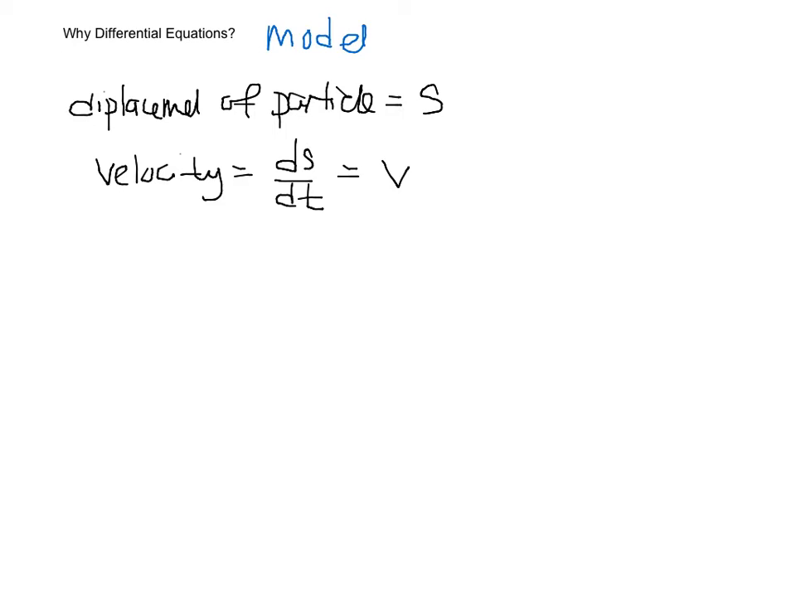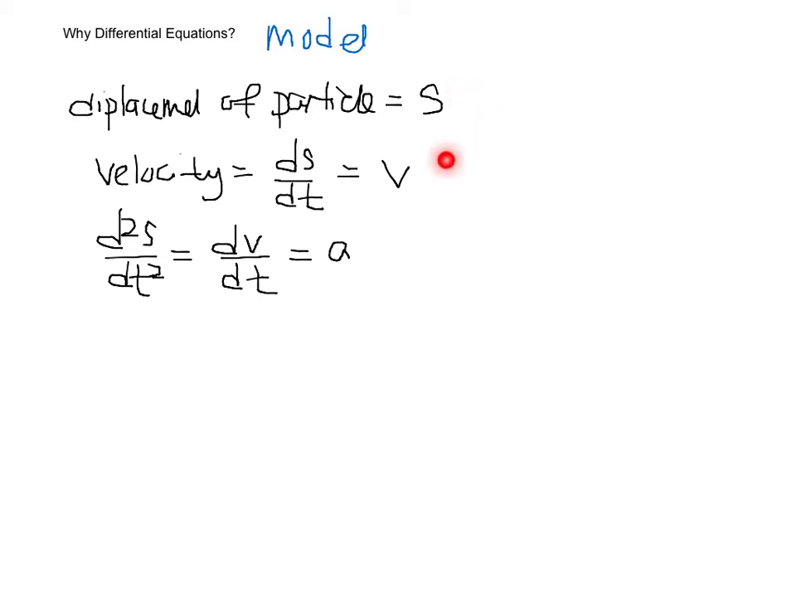Now this one, let's say we have a particle. The displacement of the particle is called the function s. If you differentiate this with respect to time, you get the velocity v. If you differentiate it one more time, that means dv/dt. Of course, this would also mean d squared s/dt squared will be your acceleration.